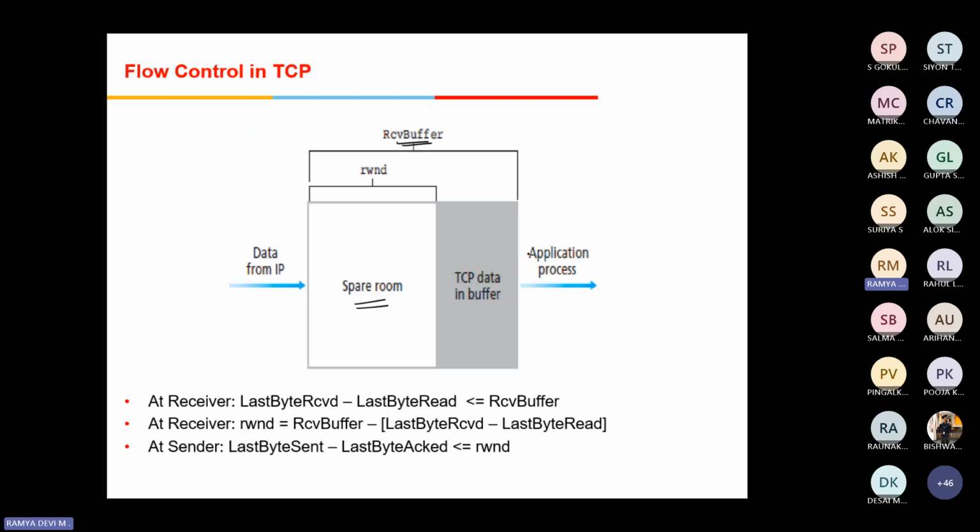This shows the data already in the buffer, which has to be taken by the application process. It is waiting for the application to process the data. Okay, so this is the receiver window. The receiver window represents the available buffer space.